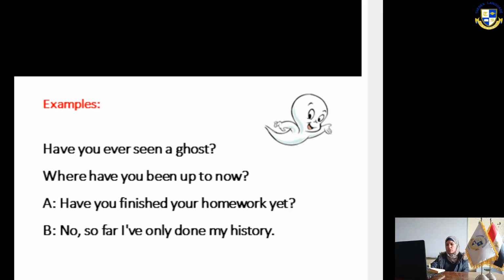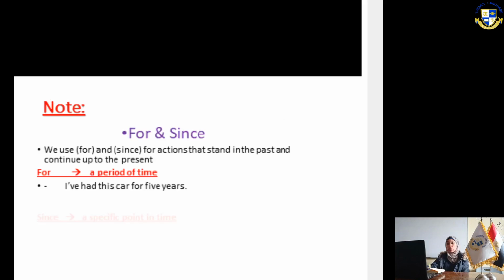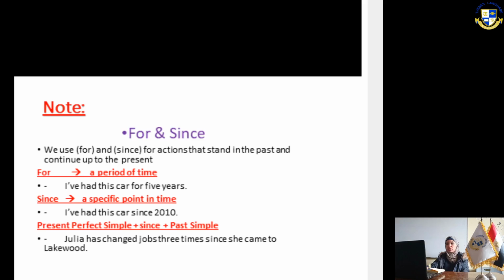And we will talk now, guys, about the difference between for and since. We use for and since for actions that started in the past and continue up to the present. Okay, again, one more time. We can use for and since for actions that started in the past and continue up to the present. For example, I can use for with a period of time. For example, I can say, I have had this car for 5 years. So now, guys, if you notice, 5 years is a period of time. That's why I'm using for.